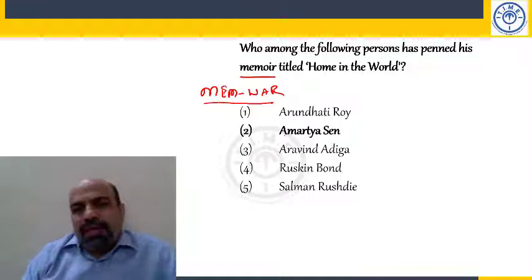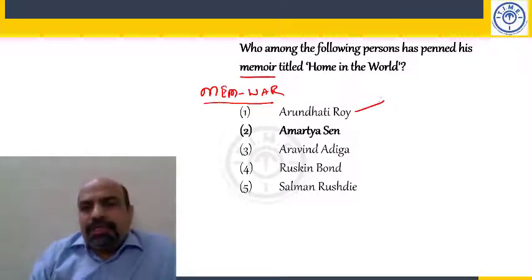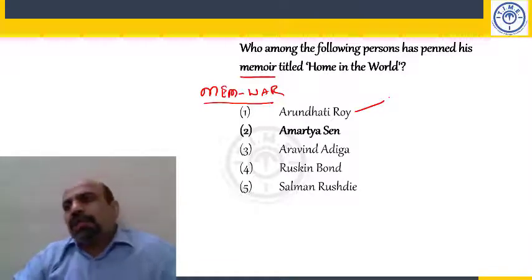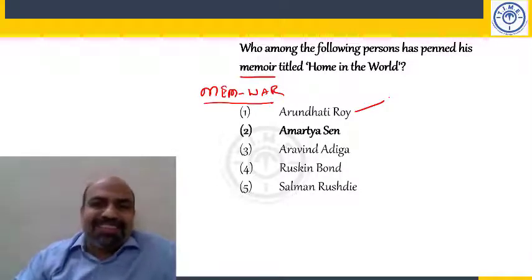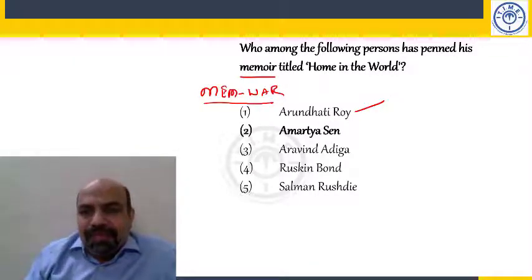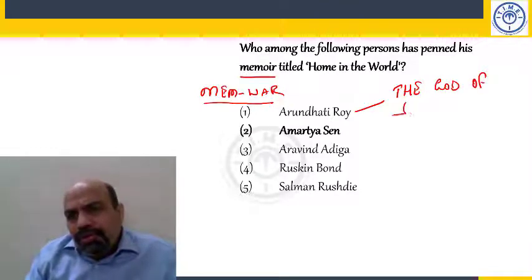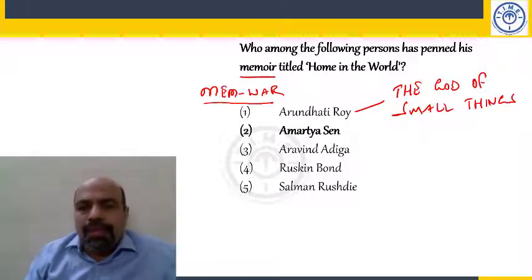Arundhati Roy, the typical leftist writer. When I say typical, she has always supported Naxals. She says they are Gandhi with guns. So, I mean, this is some extreme thought of kids. You could write The God of Small Things. This book won the Booker Prize. This is a novel, not a great book.